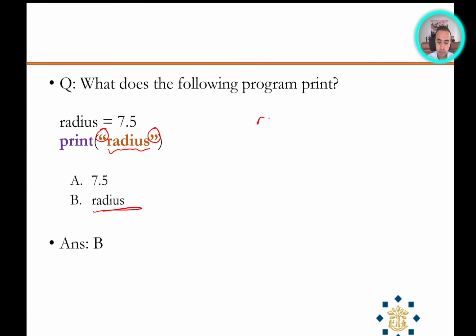So we have a radius here, which is the name of the variable with the value 7.5, but we are not printing that. Why? Without the double quotation marks, it would be 7.5, but we have the quotation marks. So radius here does not indicate the variable. It is just a text, right? That's why the answer is B.